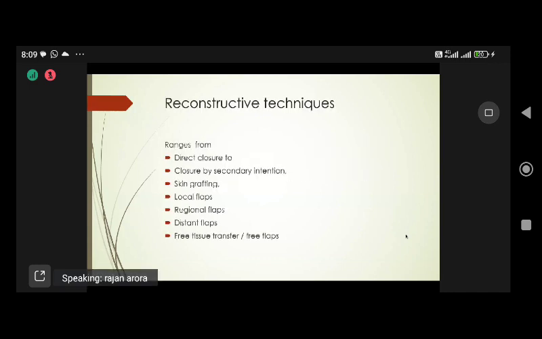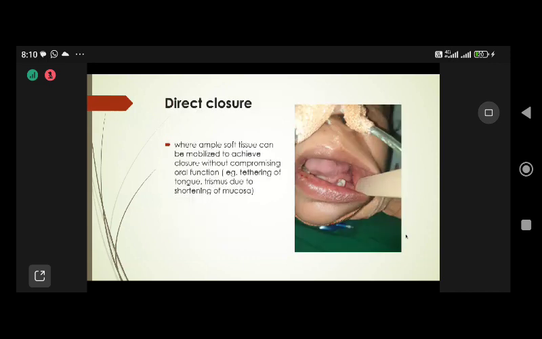Now the reconstructive options range from direct closure to closure by secondary intention, skin grafting, local flap, regional flap, distant flap, and free tissue transfer or free flap. One by one, direct closure is used where ample soft tissue can be mobilized to achieve closure without compromising oral function, for example, tethering of the tongue or trismus due to shortening of mucosa.